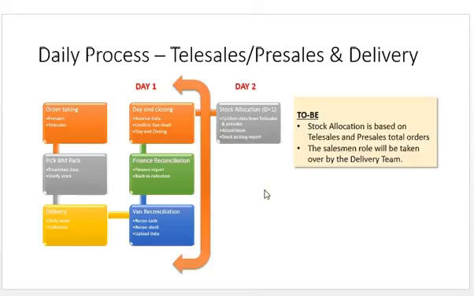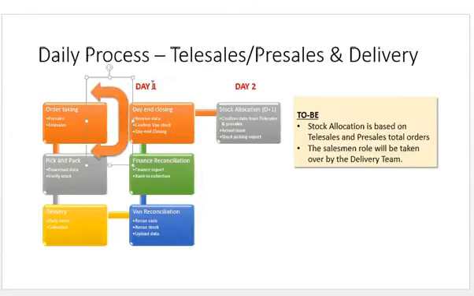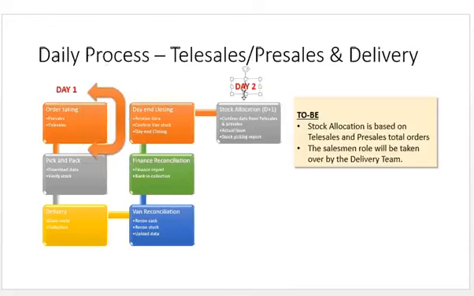Oh, I just realized there's a mistake here. This one should be here. Only the order taking is day one. Sorry for that. But the rest of the activity is happening on day two. That means from the order picking onward, all the way, this is day two, and only the order taking is day one. But it's good that we noticed the mistake here, and we can correct it. Hopefully you won't mix up that as well as me.